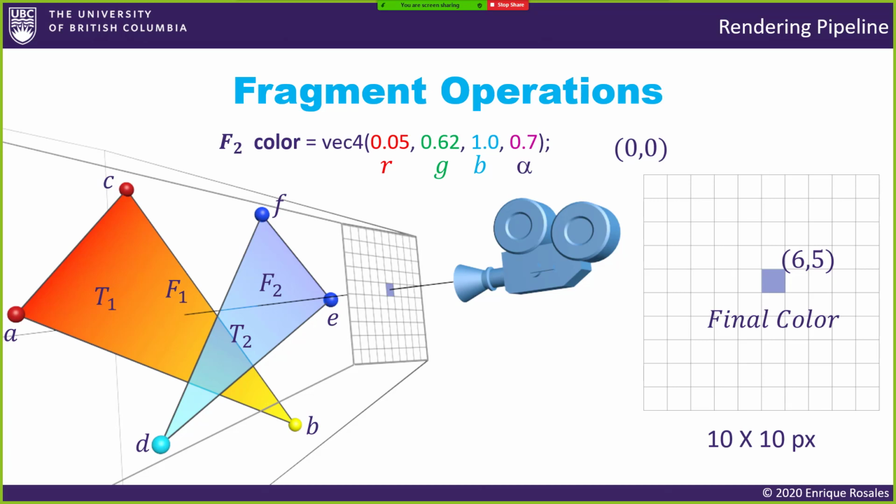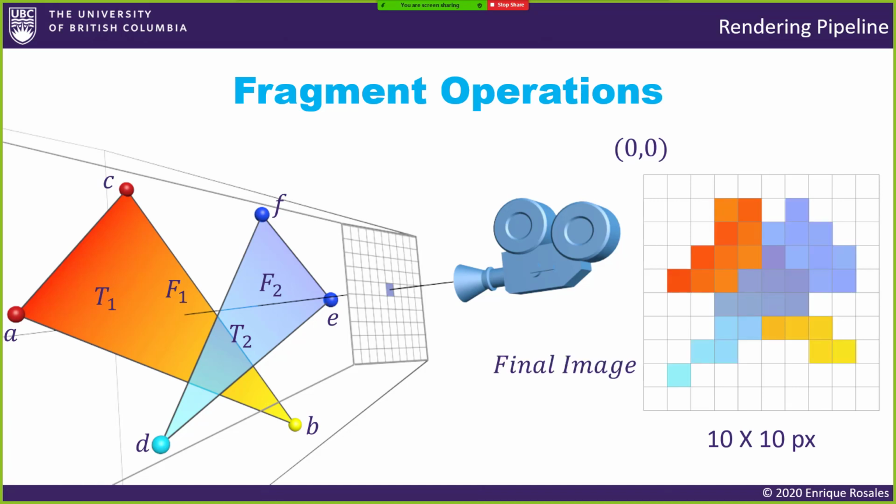Okay, but in the end, we need to combine them, and this is what is called blending. So we will blend these two fragments to compute the final color of that pixel. These two fragments were candidates to become a pixel, and in the end, they were not discarded, they were combined, and then we have a final color, which is this one. If we do the same for every pixel on the image, we end up with the final image.